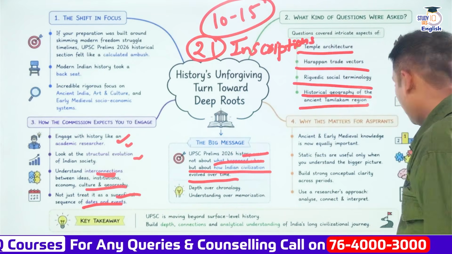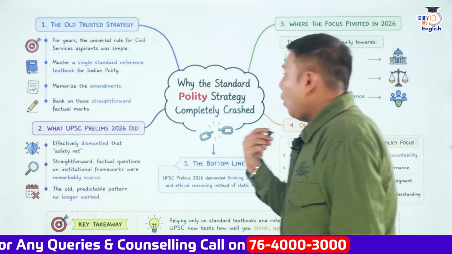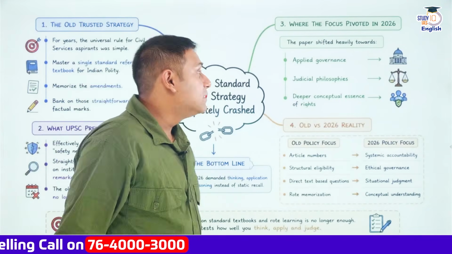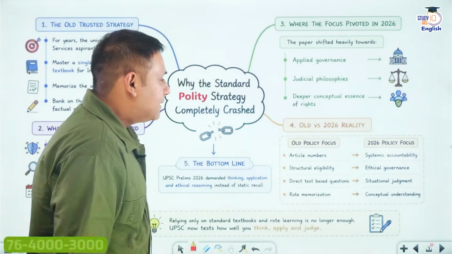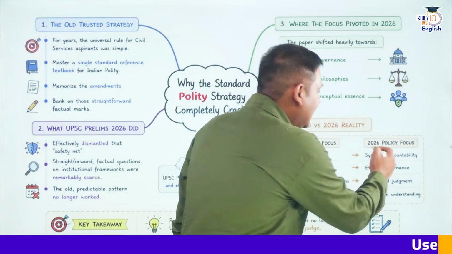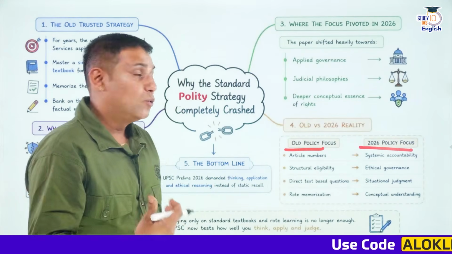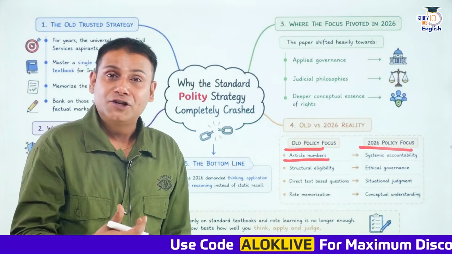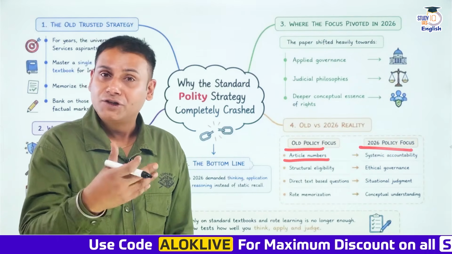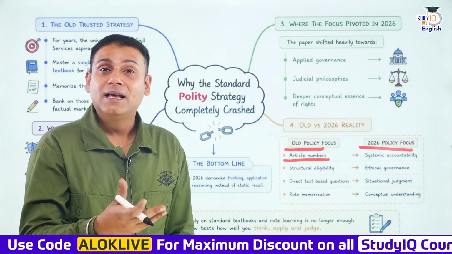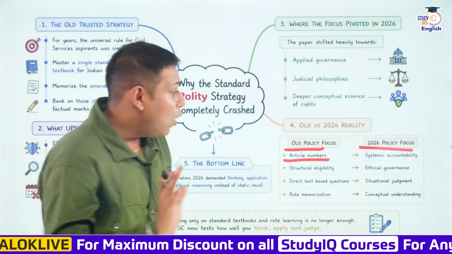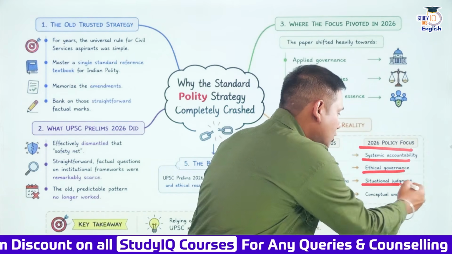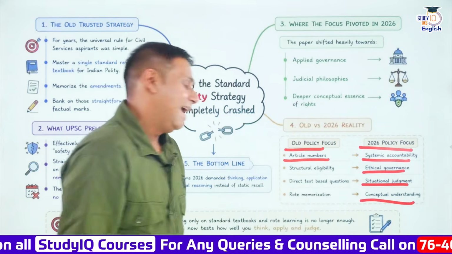Now let's talk about polity. Why did the standard polity strategy completely crash? Usually, what was the old polity focus and what is the 2026 polity focus? Initially, aspirants used to go for rote memorization of articles, schedules, amendments, and so on. Now there is systemic accountability, ethical governance, situational judgment, and conceptual understanding.